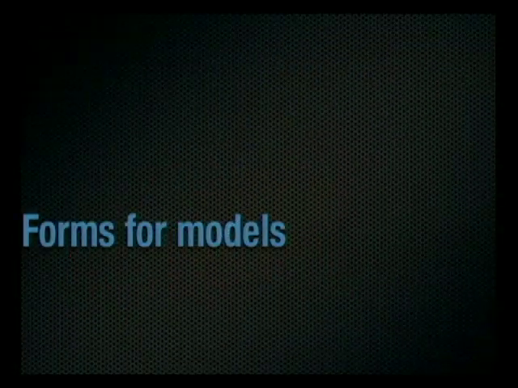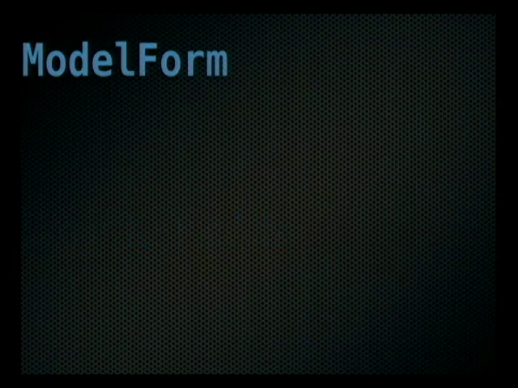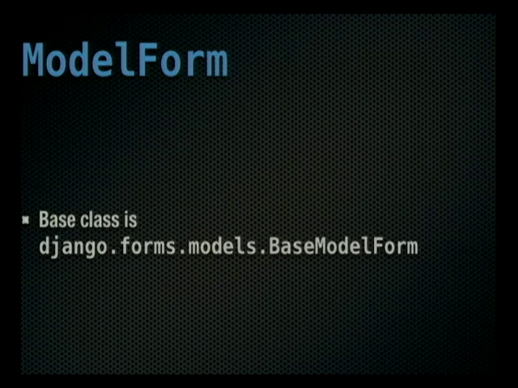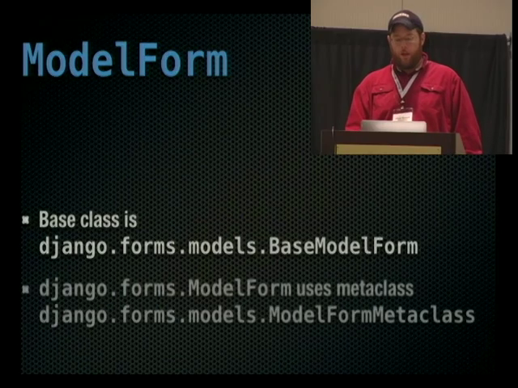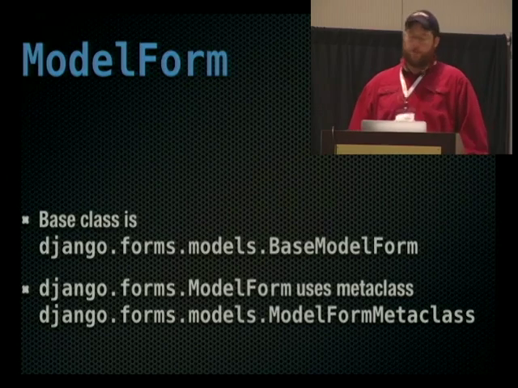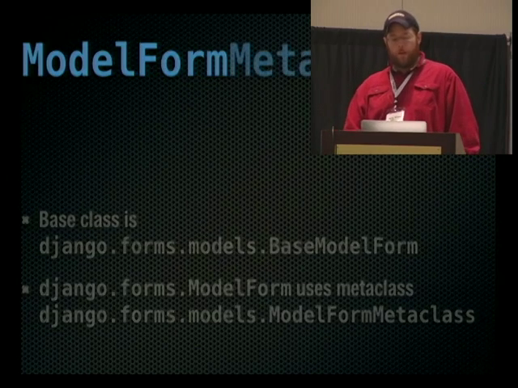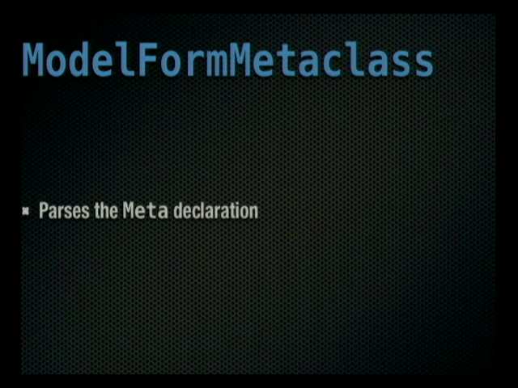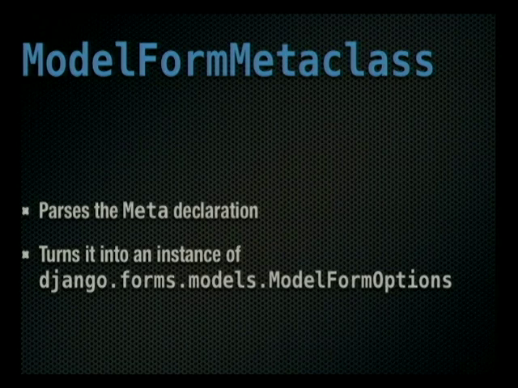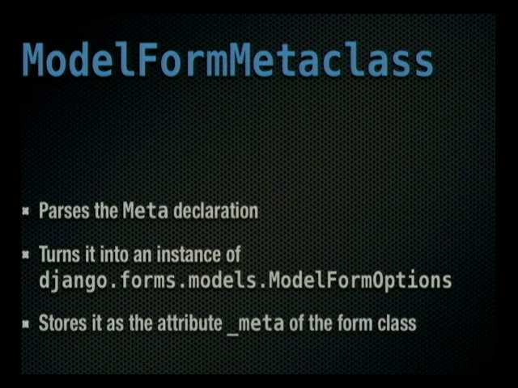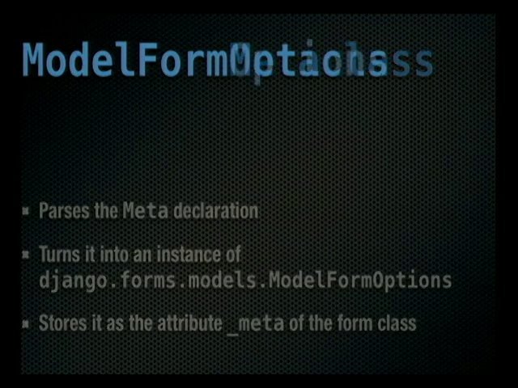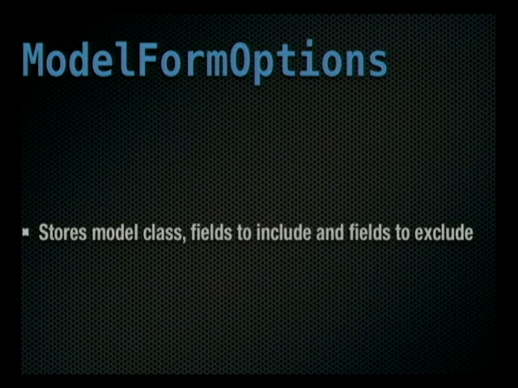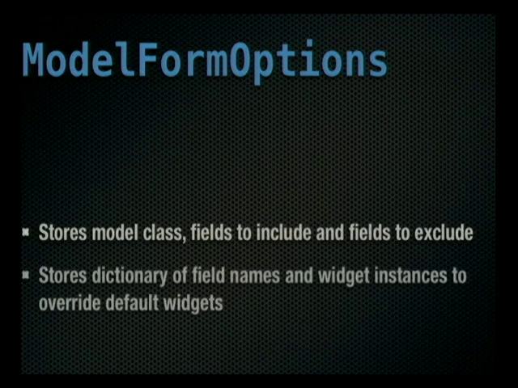Okay, so model forms, which is probably what a lot of people like and love and work with all the time. The model form base class is base model form and uses yet another metaclass, this time model form metaclass. Model form metaclass is kind of fun. Basically it parses the meta declaration of your model form and turns it into an instance of model form options. Anybody seeing parallels to the way we parse models in our metaclass here? It stores it as an attribute named _meta on your form class. Model form options stores the model class, the fields to include, the fields to exclude.